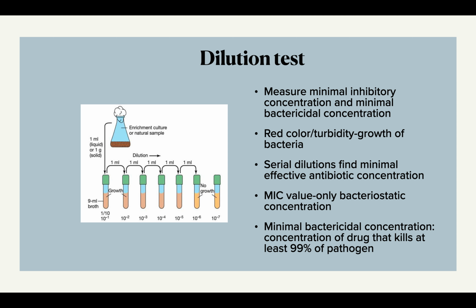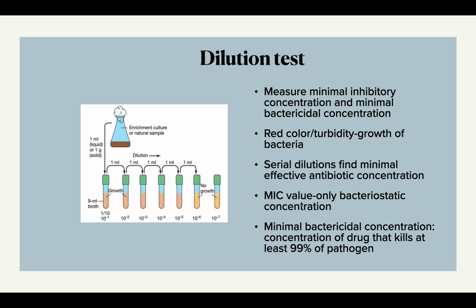Okay, so the dilution test, this is quantitative. They're going to measure the minimal inhibitory concentration and the minimal bactericidal concentration. So you want to see when the red color is clear, because red color means the growth of the bacteria. So you want to do a serial amount of dilutions to find the minimal effective antibiotic concentration.